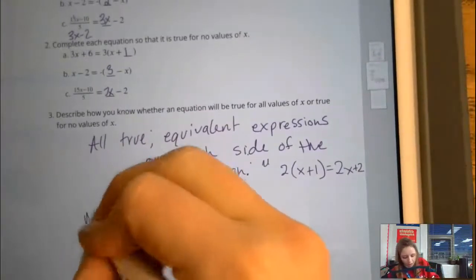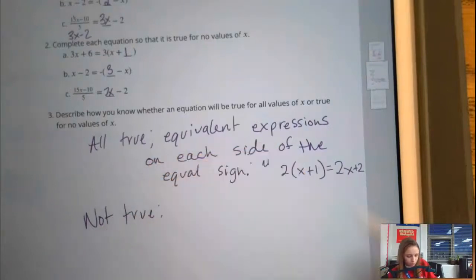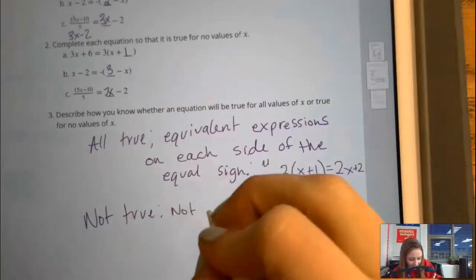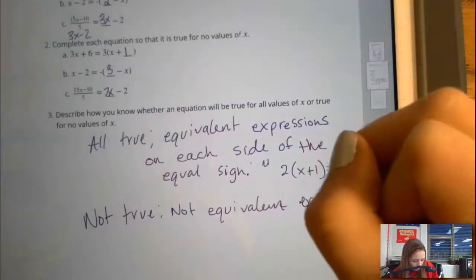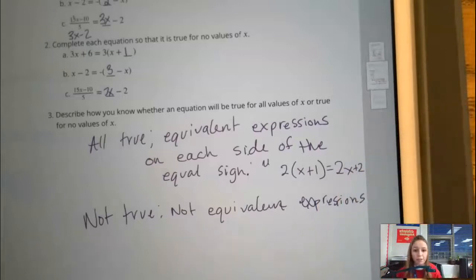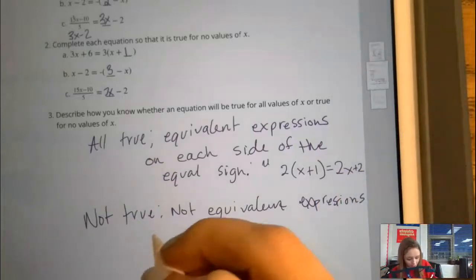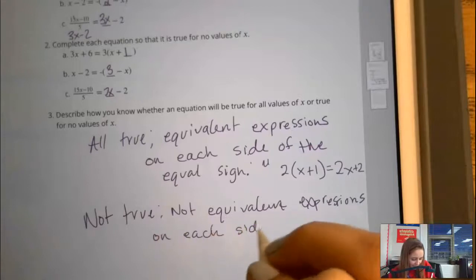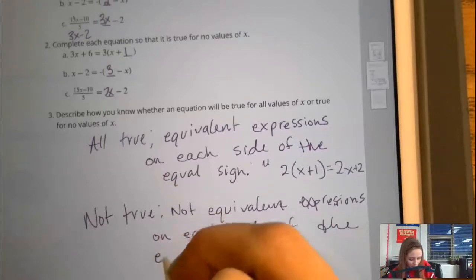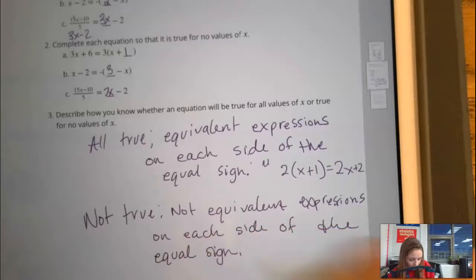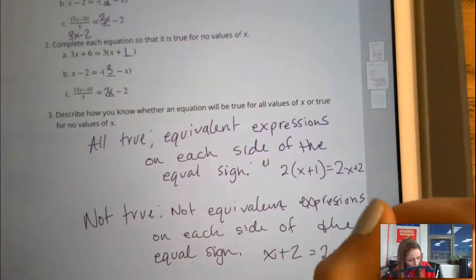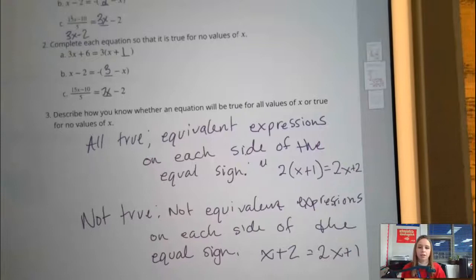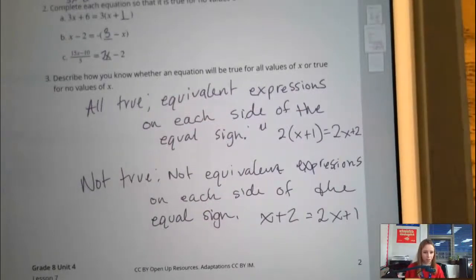Alright, now when it's not true, well, they are not equivalent expressions on each side of the equal sign. Sorry, my handwriting is not good right now, so I apologize. So, for example, I could have x plus 2 equals 2x plus 1. Those are not the same. They are not equivalent. There's nothing I could do to make them the same there.